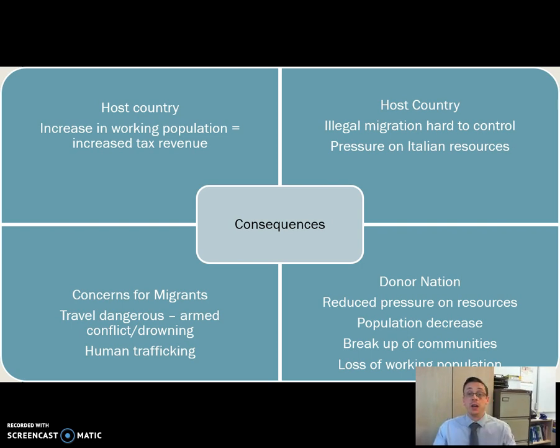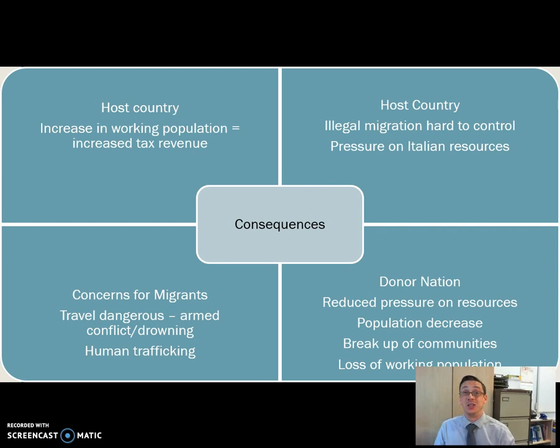Now, the migrants themselves obviously have concerns about what they're going to be doing. The travel is dangerous. They're crossing areas that are quite literally undergoing armed conflict, or you're talking about trying to cross the Mediterranean in extremely poor boats, sometimes very little more than life rafts. I'm sure we've all seen different images of these types of crossings on the news, and very many of these crossings end tragically, and many people drown.